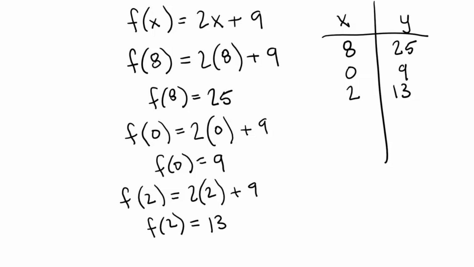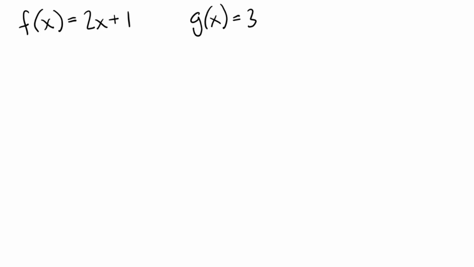So that is function notation, and that's how you use it. It's basically just telling you what the name of the function is. So this would be function f. And then it's also telling you what number you're plugging in for x. So whatever number you plug in for x, that's what you put in the parentheses. So f of 8 means you're plugging 8 in for x.